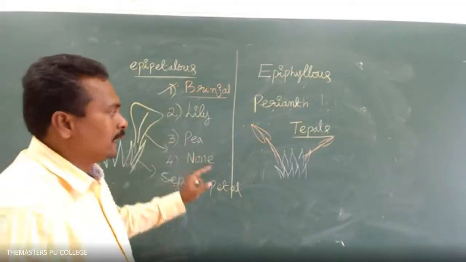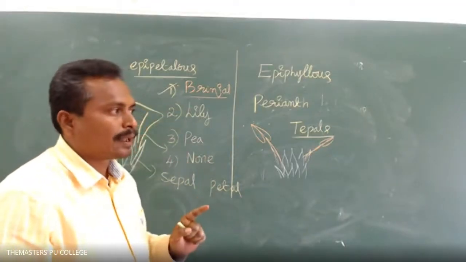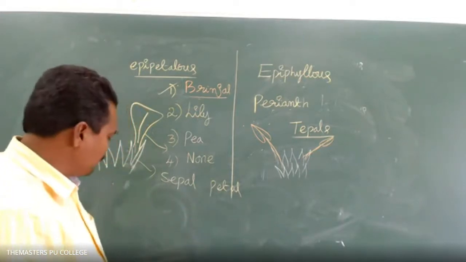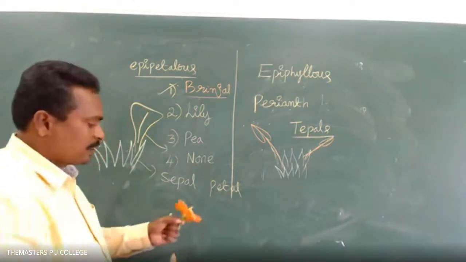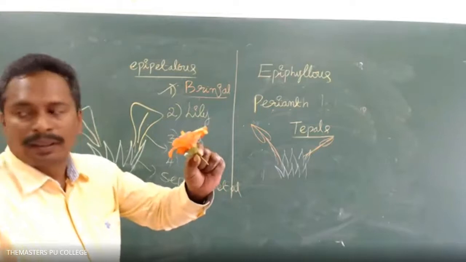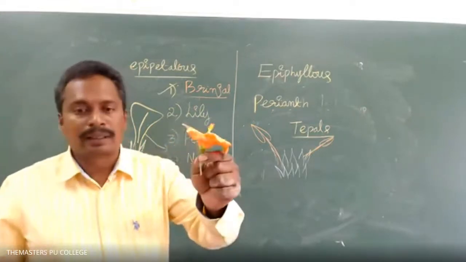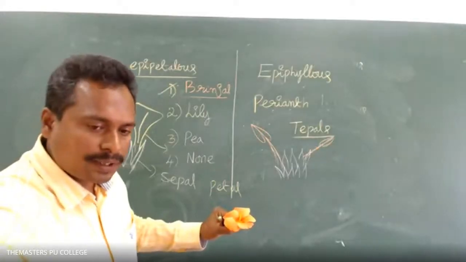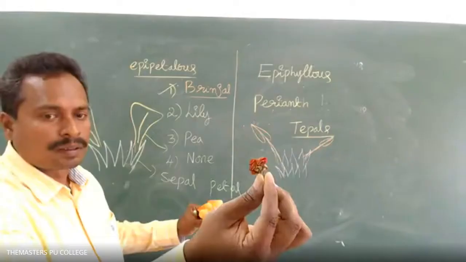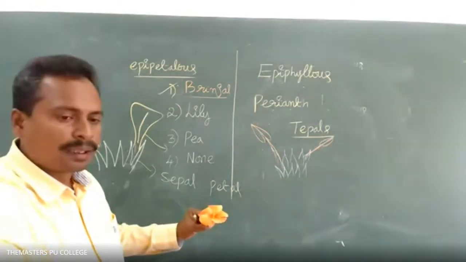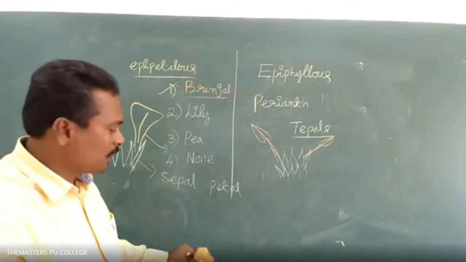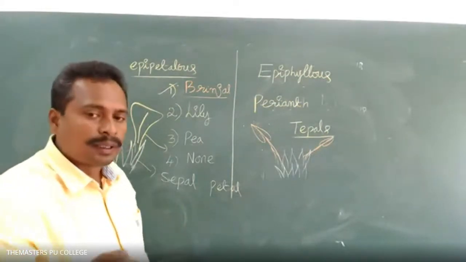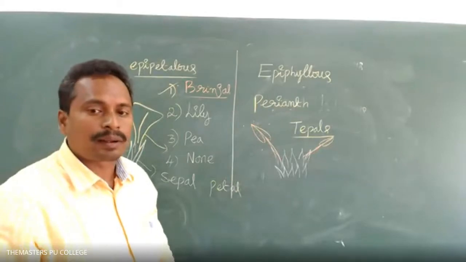Perianth means there is no differentiation of the calyx and corolla. In the flower we have seen, the calyx appears in one color, green, and the corolla appears in another color. So that color variation is there. The perianth is a group of tepals, the non-essential organs, with no differentiation of calyx and corolla.